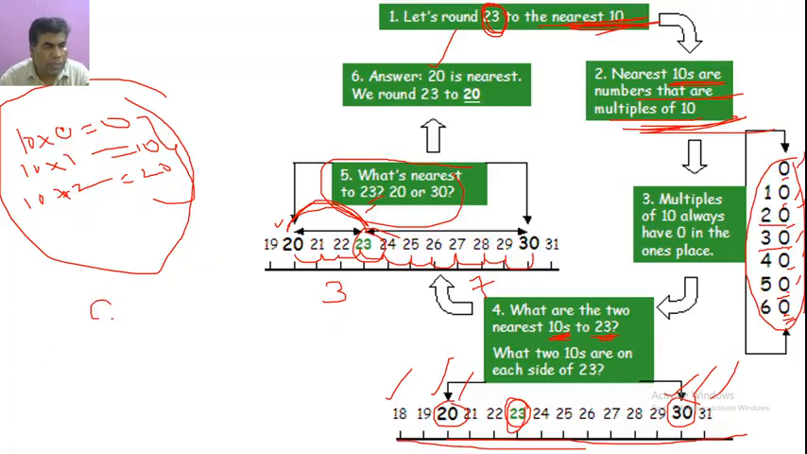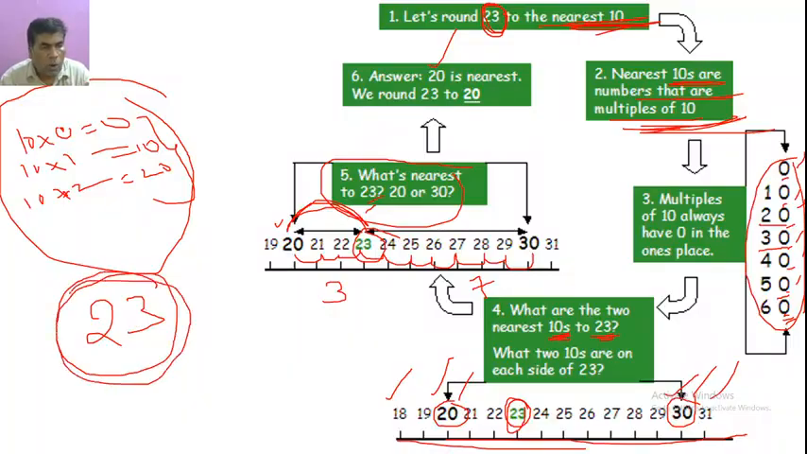So if anybody asks what is the nearest 10 to 23, what should your answer be? The answer is 20. Like that you have to guess the nearest 10.